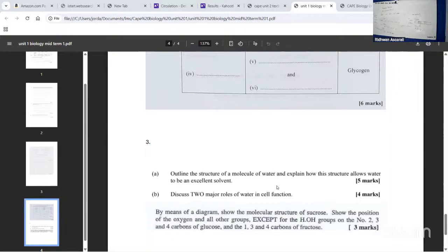Now notice they only ask for solvent. They didn't ask about the freezing of water. They didn't ask about any of that. They specifically ask for solvent.